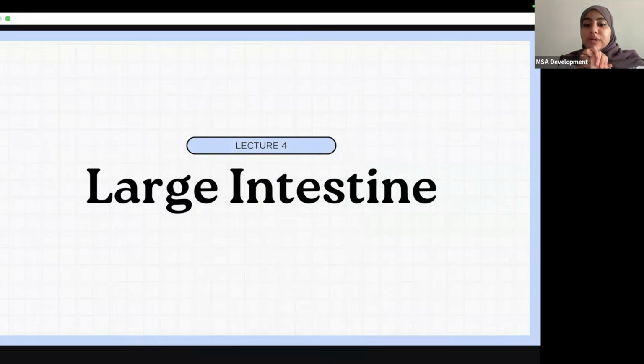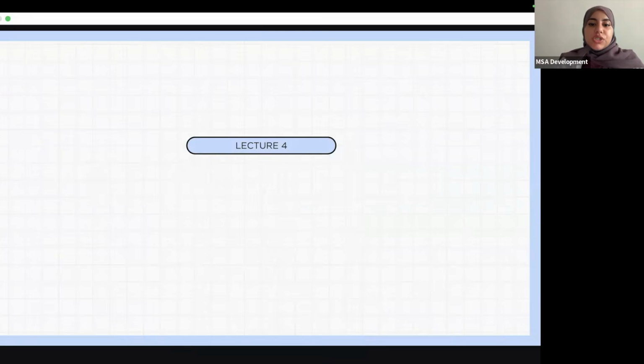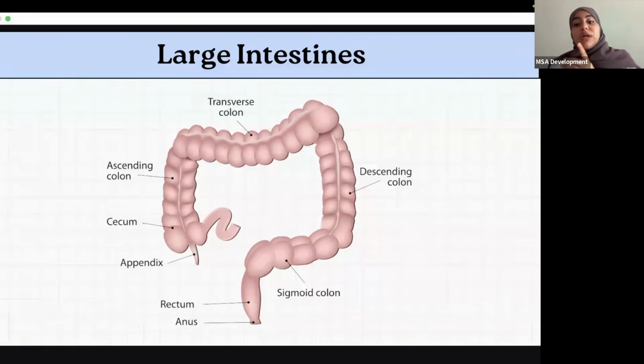Okay, now we can start with the large intestine. The large intestine looks a little bit like this. We're going to talk about the appendix and the rectum as well. The large intestine is mostly used to get any electrolytes or water out of the chyme coming out of the small intestine to form a solid stool, which you propel down through the colon into the rectum and out as waste.